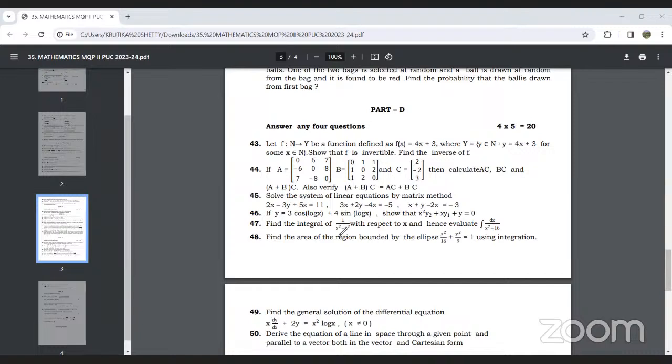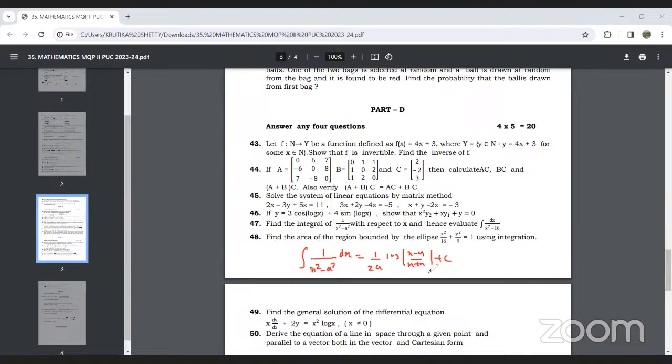Next, the 47th question, at least we have discussed it. I think on Monday we discussed this: integration of 1 upon x square minus a square dx is equal to 1 upon 2a log of (x minus a) upon (x plus a) plus c. So we need to prove this. The proof we have discussed.